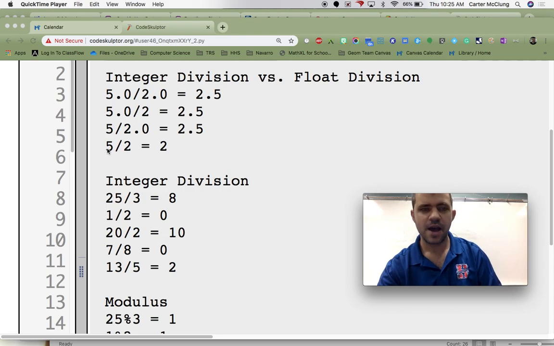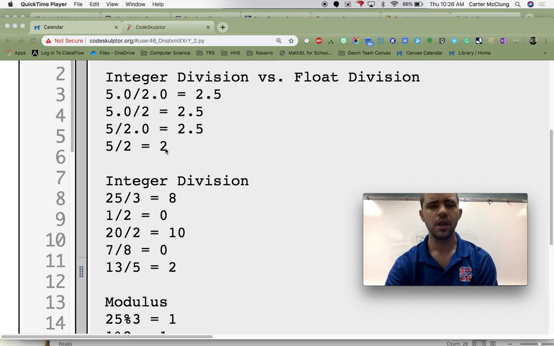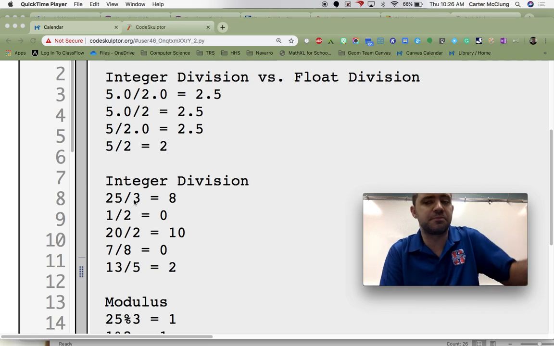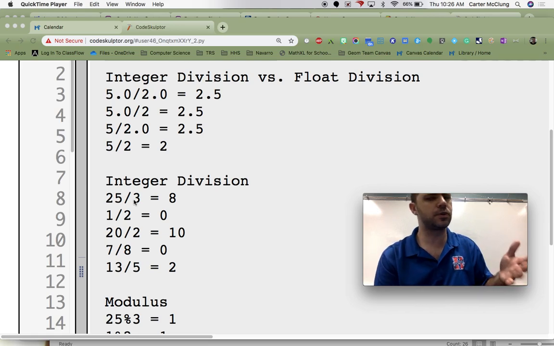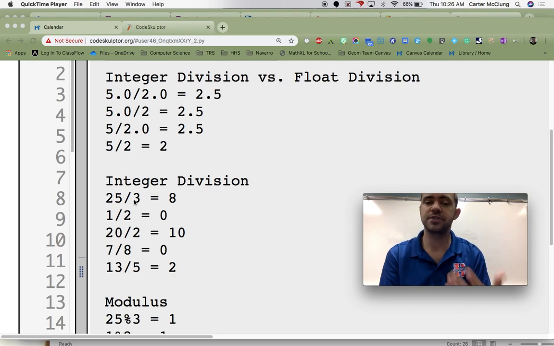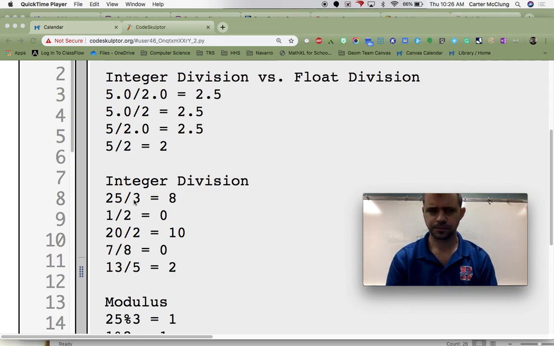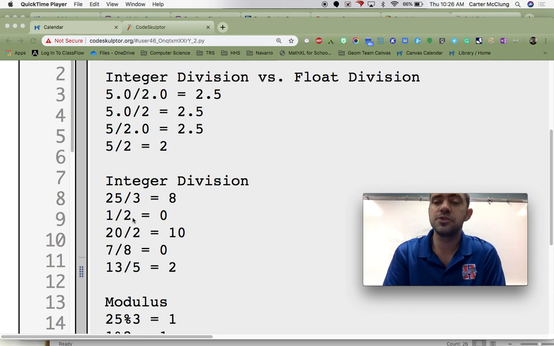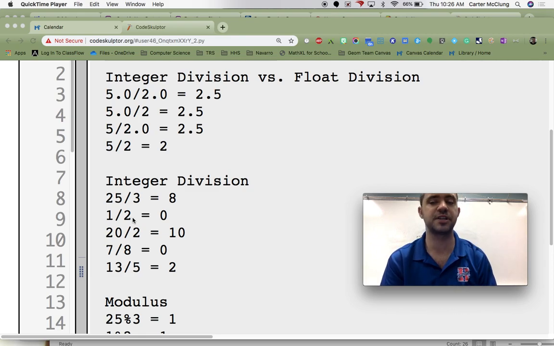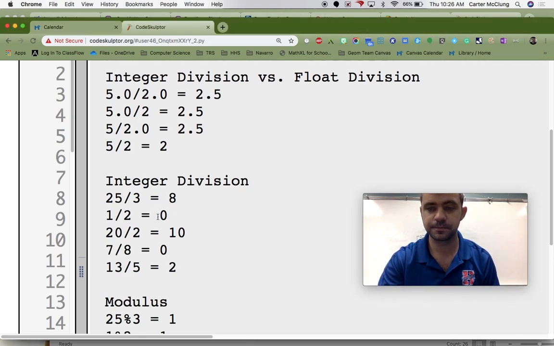Let's absorb that again. 5 divided by 2 should be 2.5, but since this is an int divided by an int, it only gives us the int part, the integer part, the whole number. So for example, 25 divided by 3, usually that's 8 and some change, 8 1/3. It'd be like 8.33333. But since it's integer division, it just gives us the 8. 1 divided by 2 usually would give us 0.5, but since this is integer division, instead of 0.5, it just gives us this 0. Okay?